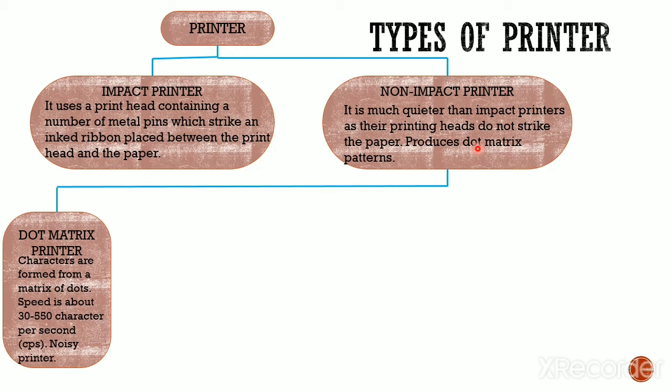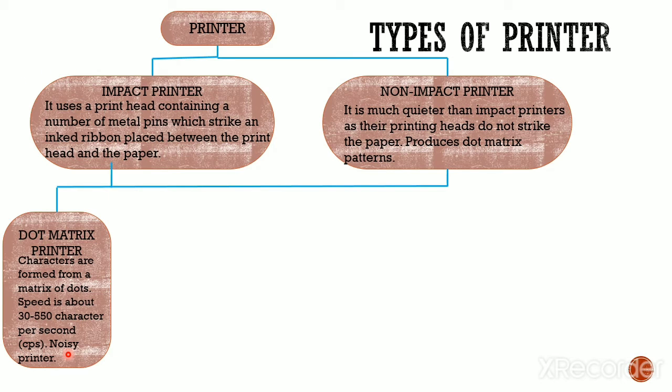Dot matrix printer, that is the first one. Okay, characters are formed from a matrix of dots. There are a number of dots for a given alphabet. Speed is about 30 to 550 characters per second. In a second, this printer can type 30 to 550 letters. Okay, it is a noisy printer. You would have seen this type of printer in a hospital where the pharmacist types all the medicines for your bill.